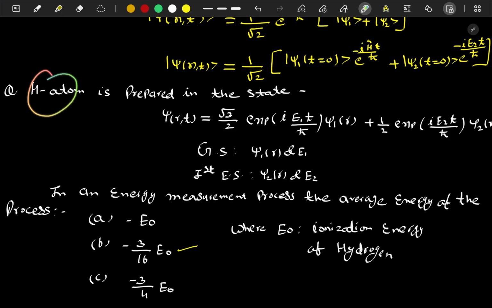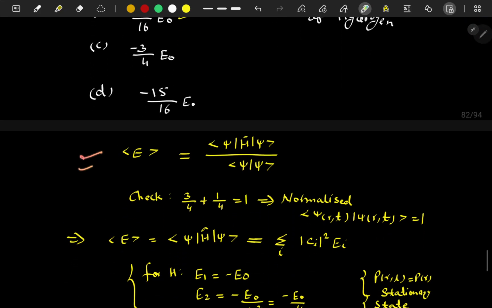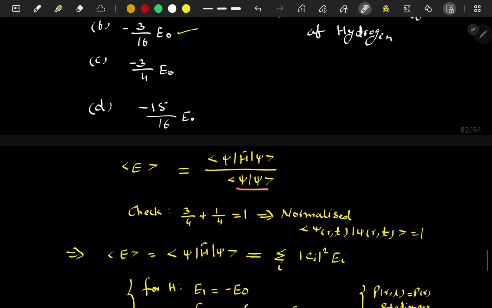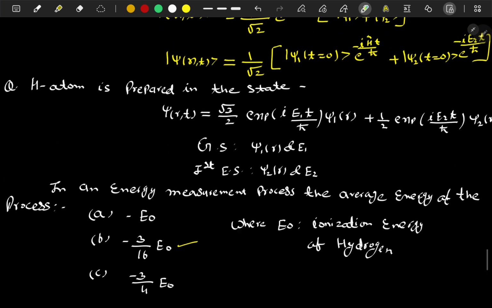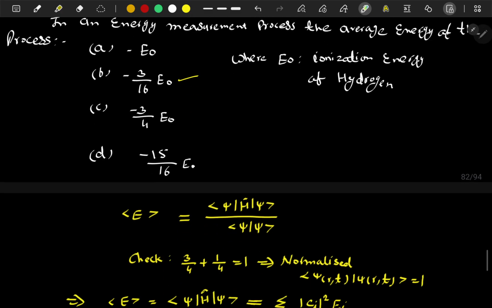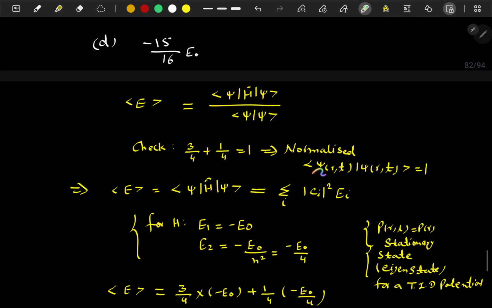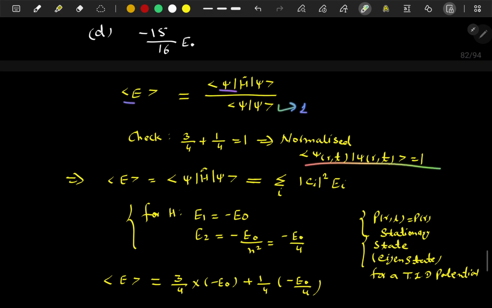What is given? A hydrogen atom is given to us, and what we have to calculate is the average energy of the process. Average energy means the expectation value, so it will be psi H cap psi. Now we will check whether the wave function is normalized or not. So check: 3 by 4 plus 1 by 4, 4 by 4 will be 1, so the function is normalized. So the energy will be the expectation value of H cap, and the expression will be c1 square E1 plus c2 square E2 like this.